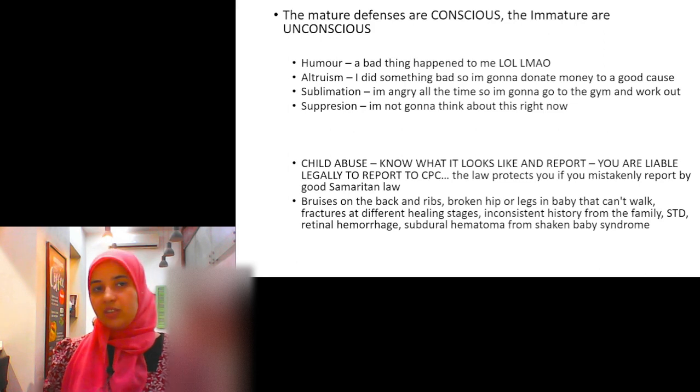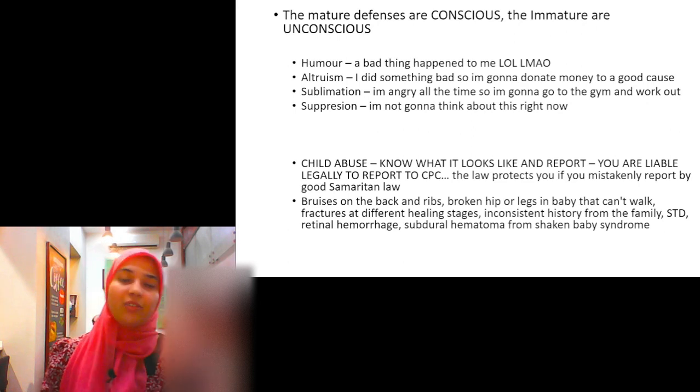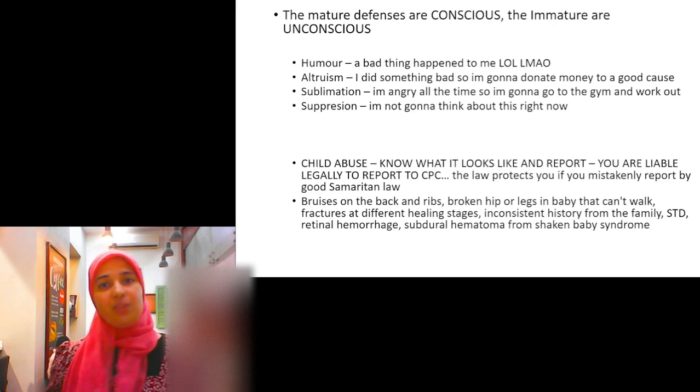So the mature defenses are humor, altruism, sublimation, and suppression. Okay? The one I like personally is humor. If you get yourself in a bad situation or something's going on and you just laugh it out. We call it dark humor, but really it is a mature defense, and it can seriously help you get over a problem that you're dealing with. And of course, it might not be socially appropriate at certain times.